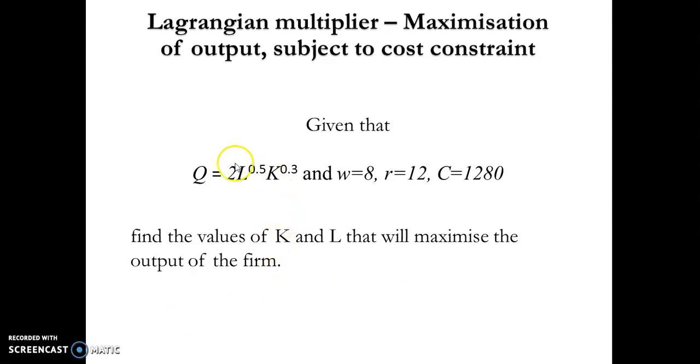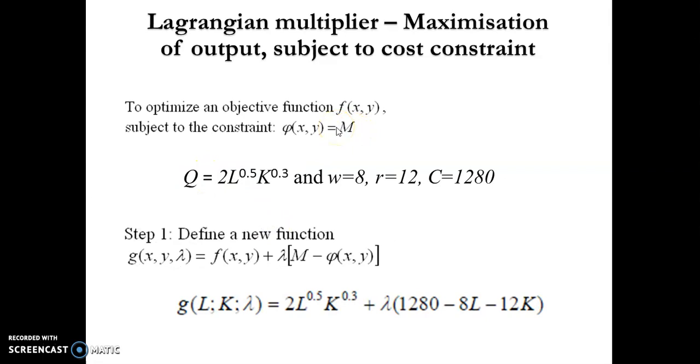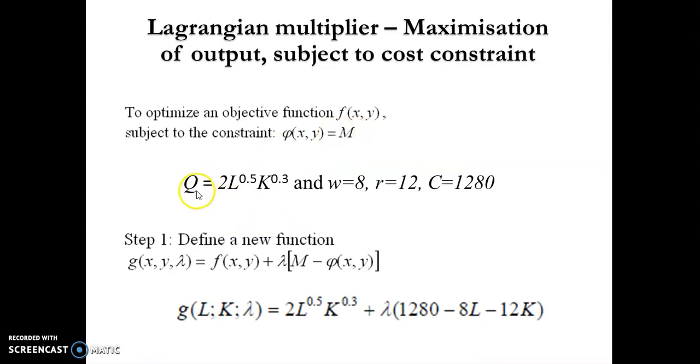So you're given your production function. Now this is going to be your objective function because we don't have Q, and we have our wage rate, our rental rate, and we have our C, our total input cost. And we need to find the values of K and L that are going to maximize the output of the firm. So first step is to specify that new function. In specifying your new function, this is now your objective function, as you can see over there, 2L to the power of a half, K to the power of 0.3. So this is your objective function because we want to maximize output.